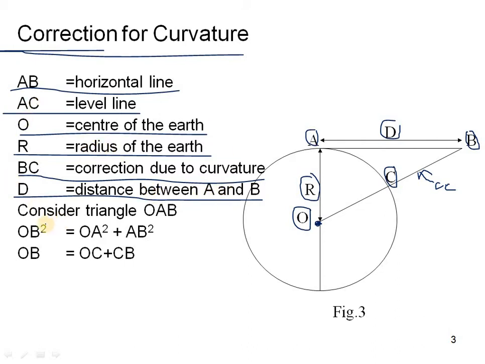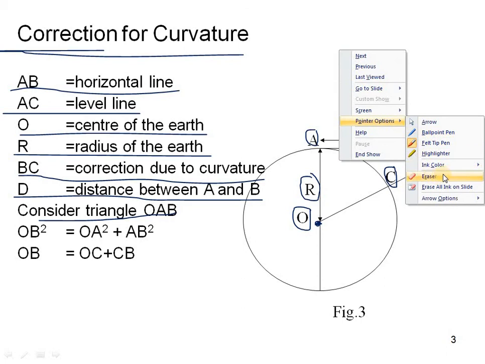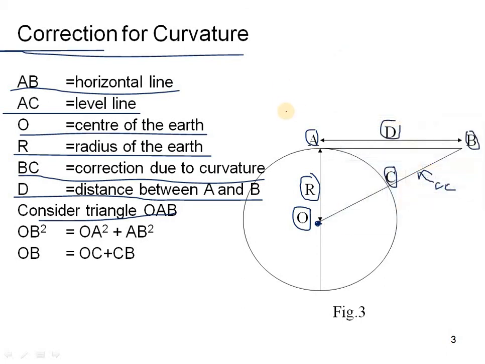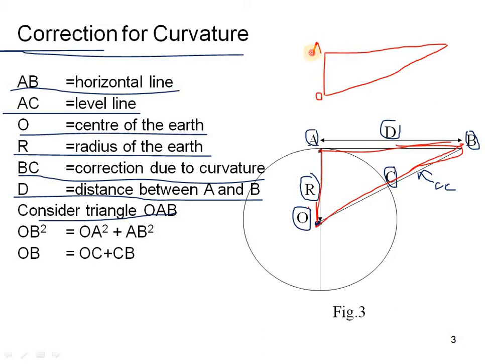Now let us see here, consider triangle OAB. That is nothing but this triangle, O, A, B. So this is the triangle. This will be the O, A, B. So this is the triangle from the center of the earth.